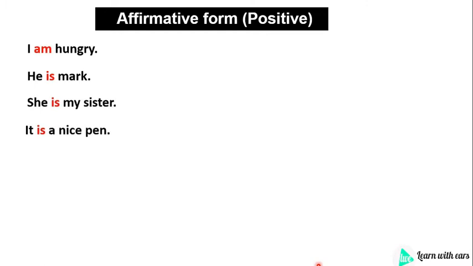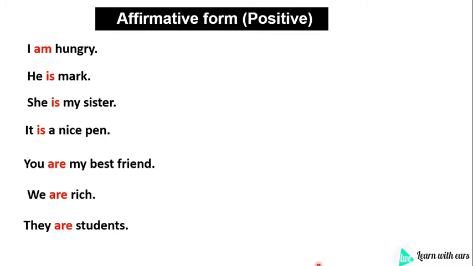Let's see affirmative form. Positive form. Okay? I'm hungry. He is Mark. She is my sister. It is a nice pen. You are my best friend. We are rich. They are students. Okay? These are positive forms. I am hungry. He is Mark. These all are positive forms of the verb to be.